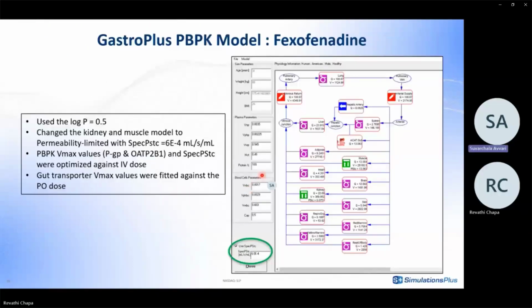So, as a part of model development for fexofenadine, we have considered muscle and kidney to be permeability-limited tissues, and the passive diffusion in tissues is usually described by the PSTC value that's scaled from the liver PSTC according to the individual tissue cell volumes. So to obtain the PSTC that is scaled from the liver PSTC, we have optimized the specific PSTC to 6e-4 milliliters per second per milliliter.